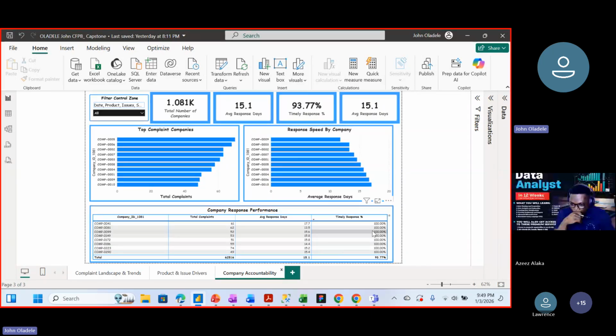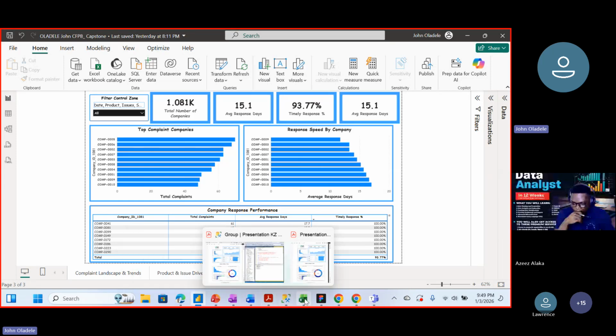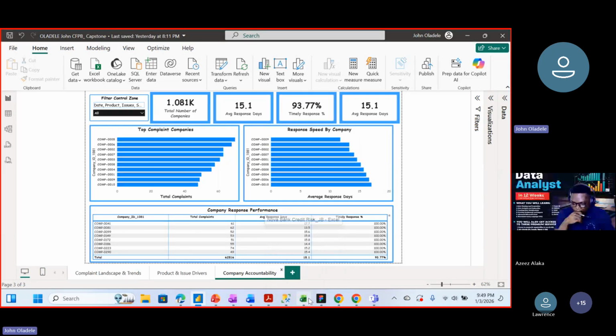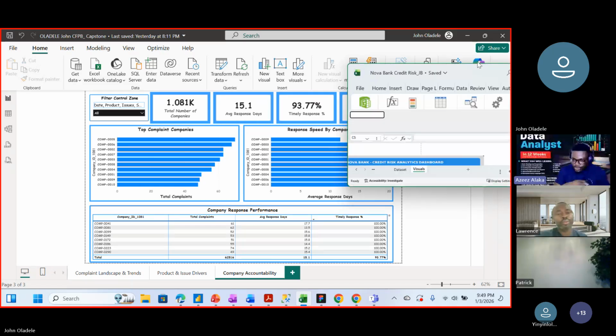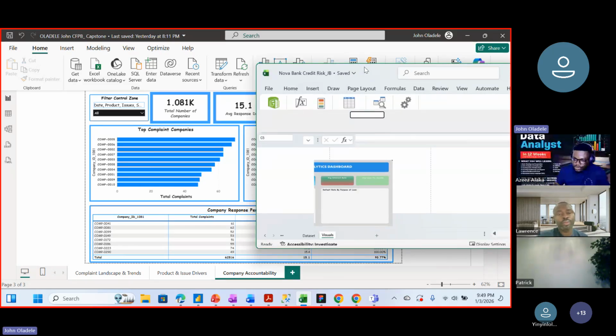So let me go to my Excel. It's showing on your other screen. You might need to bring it here. Great.